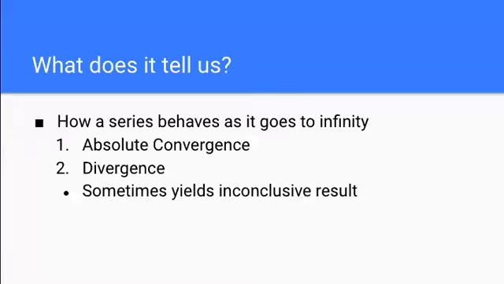So what does a ratio test tell us? It gives us information about how a series behaves as it goes to infinity. We study the behavior of the series by comparing the ratio of the nth term and the n plus 1 term and observing how this ratio changes as n approaches infinity. Using this test, we can describe the behavior one of two ways: absolute convergence or divergence. However, there may be cases where the ratio test gives us an inconclusive result. An inconclusive result means that a different type of series test will need to be performed to determine the convergence or divergence of the series.